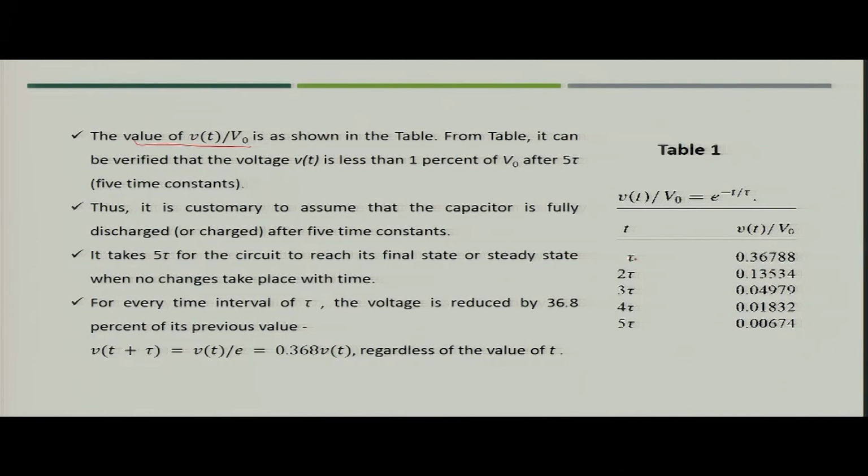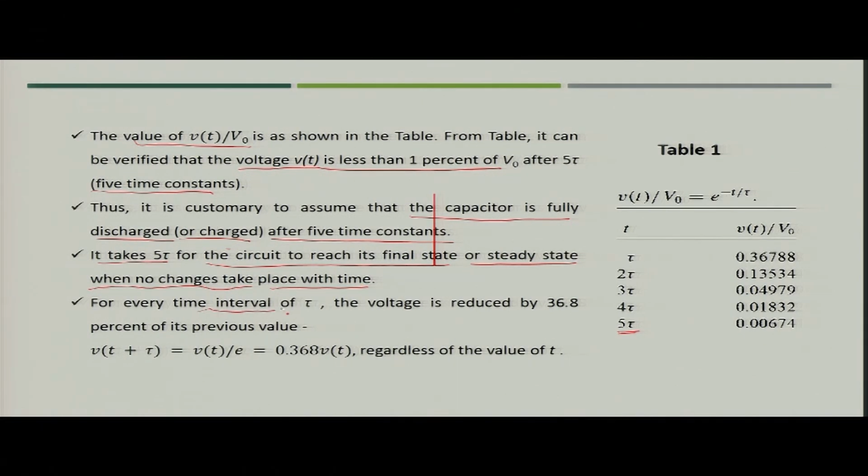If you compare, you will come to know that after 5 tau, that means after 5 time constants, the value of voltage V(t) is less than 1%. So, we can say that the capacitor is fully discharged, or alternatively fully charged, after 5 time constants. It means it takes 5 tau for the circuit to reach its final state, or steady state, when no changes take place with time.